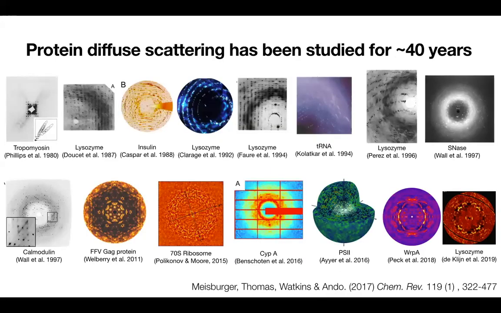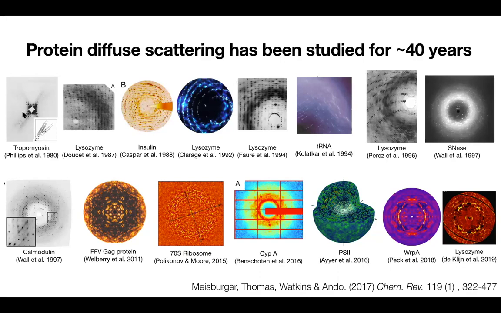All right, so what is actually known about protein diffuse scattering? It's been studied for quite a while, although you can put all of the diffuse scattering patterns that have ever been collected on one slide, and that's what's shown here. This is basically everything that's been done since about 1980.